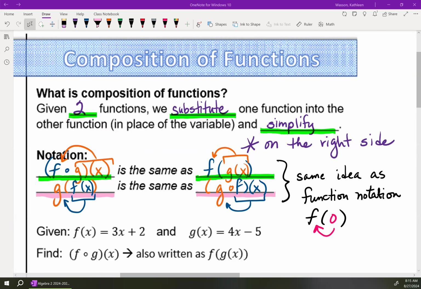Here I have an example. I give f of x, I give g of x. F of x is 3x plus 2, g of x is 4x minus 5. And I'm asking for f of g of x. So I'll put g of x into the f equation. And either way it's asked, it means the same thing.